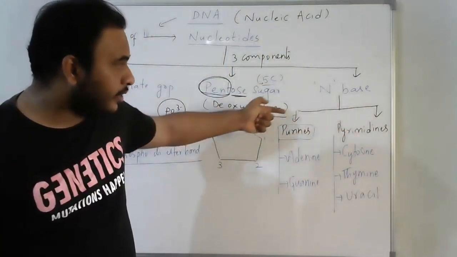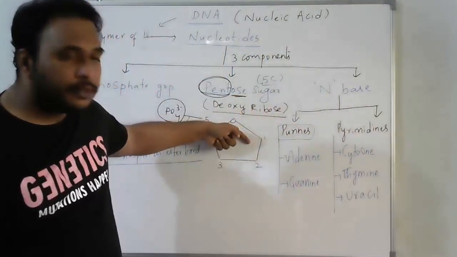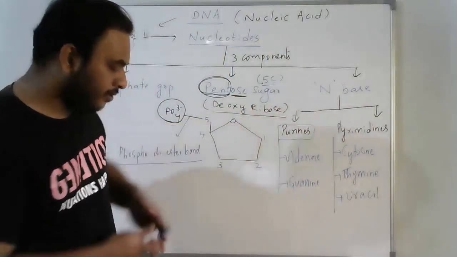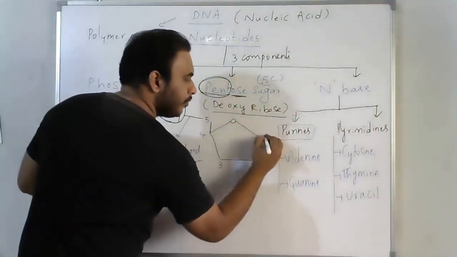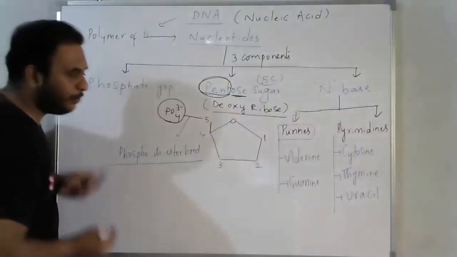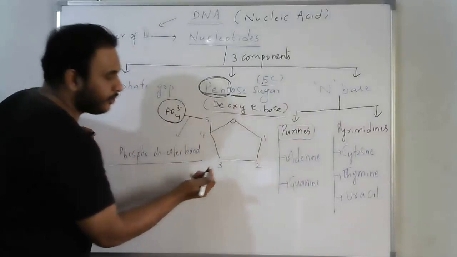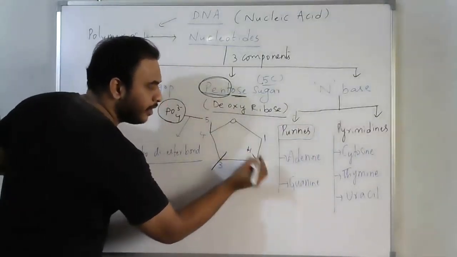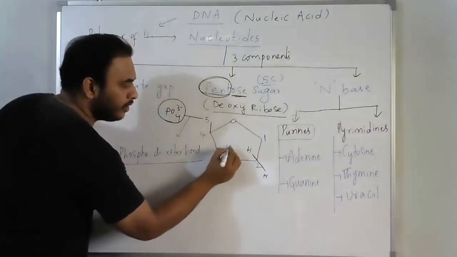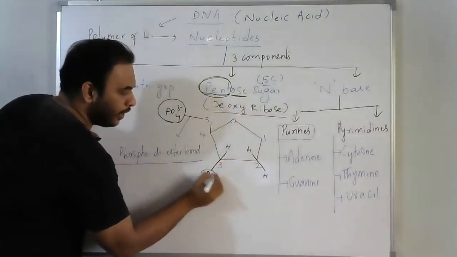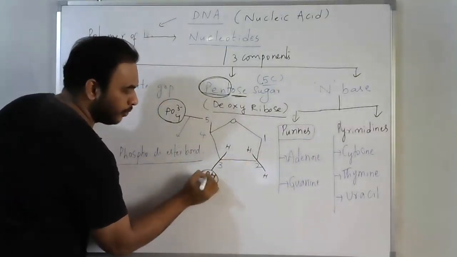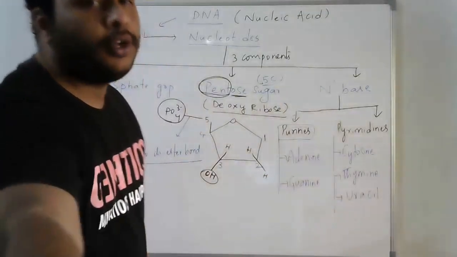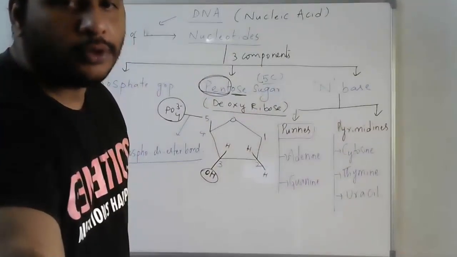And this nitrogenous base is always attached to the first carbon of the pentose sugar. This is deoxyribose, right? And here functional groups are present: hydrogen, and the OH functional group in this deoxyribose. So this is the structure of a nucleotide. Hope you understood.